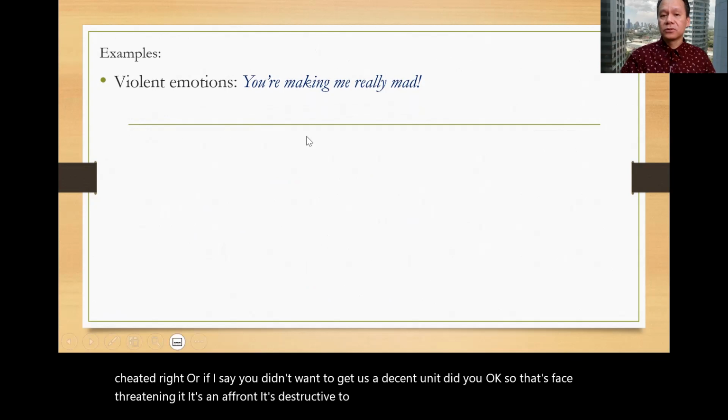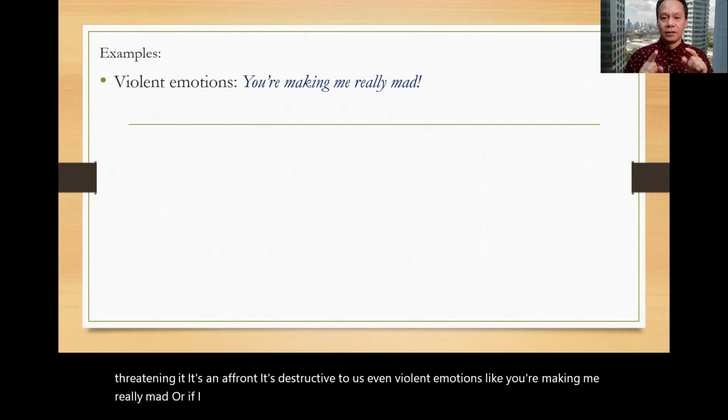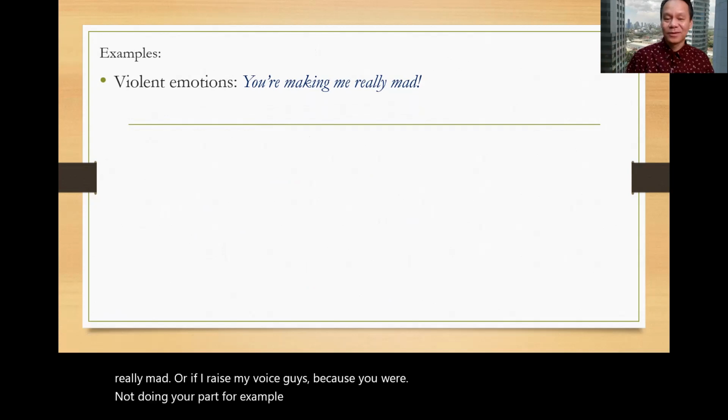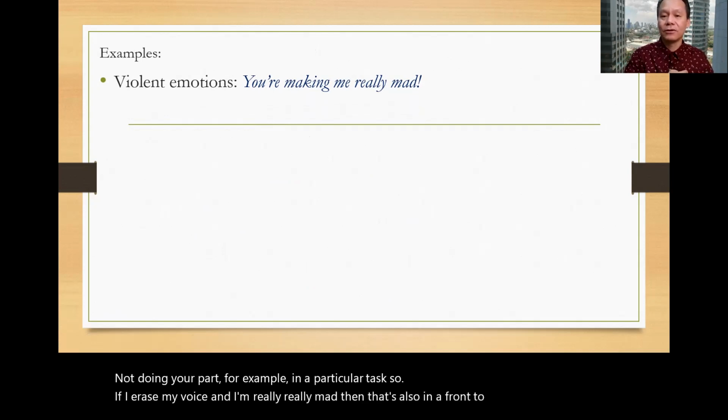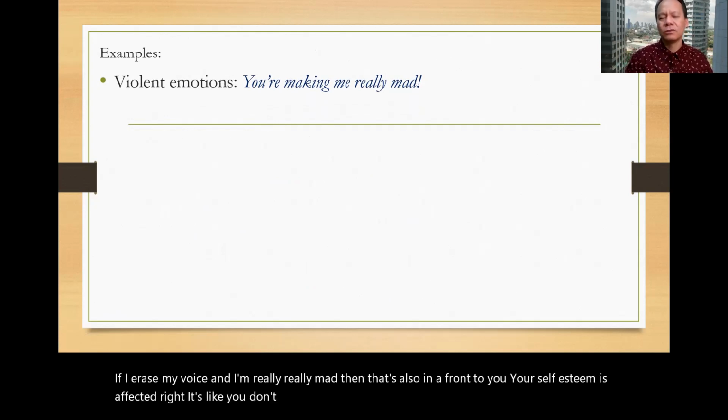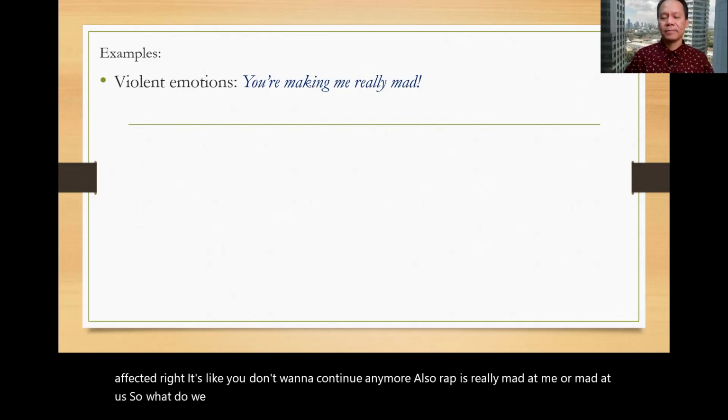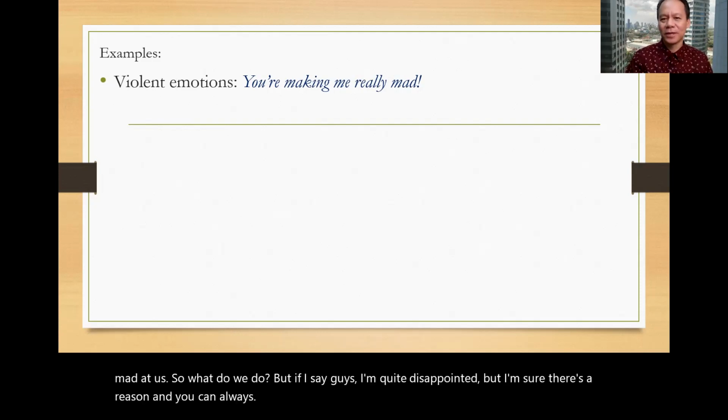Even violent emotions like, you're making me really mad. Or if I raise my voice, guys, because you were not doing your part, for example, in a particular task. So if I raise my voice and I'm really, really mad, then that's also an affront to you. Your self-esteem is affected, right? It's like you don't want to continue anymore. Oh, Sir Rafi's really mad at me or mad at us. So what do we do? But if I say, guys, I'm quite disappointed, but I'm sure there's a reason and you can always do something about this.